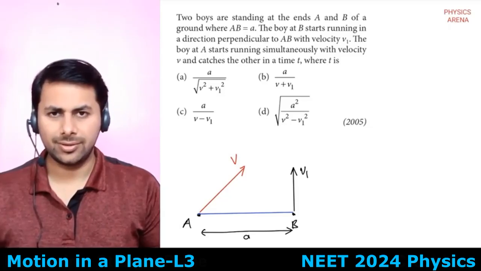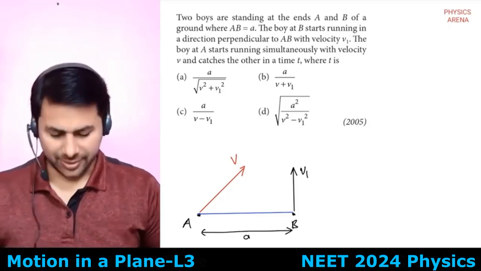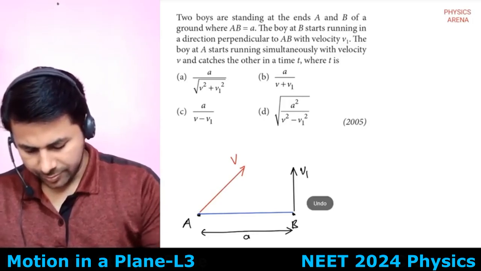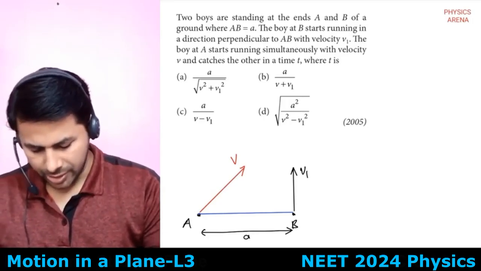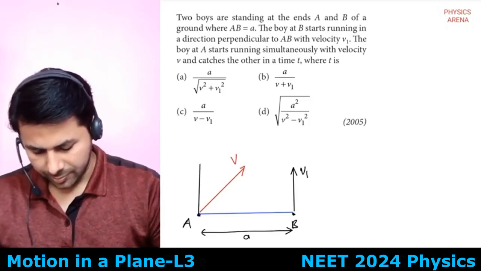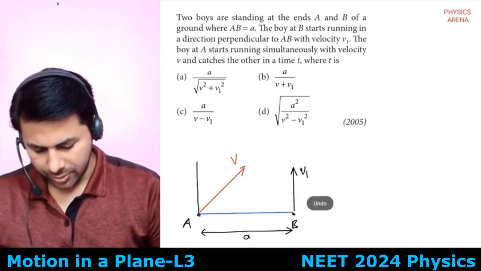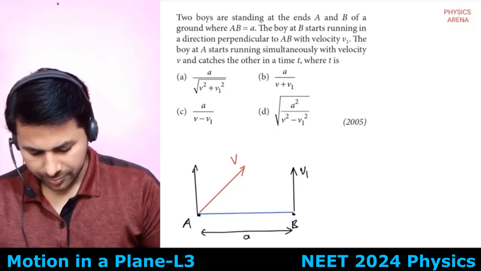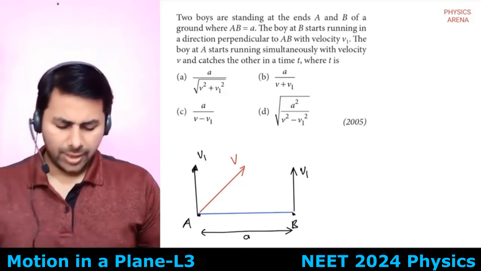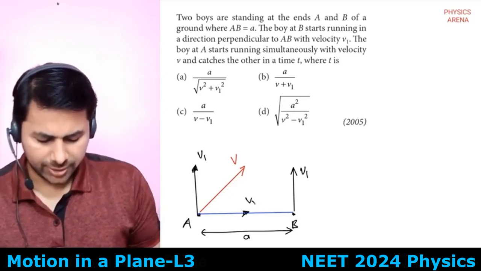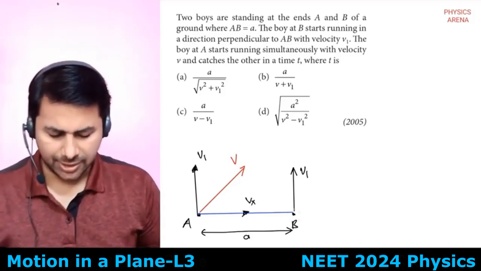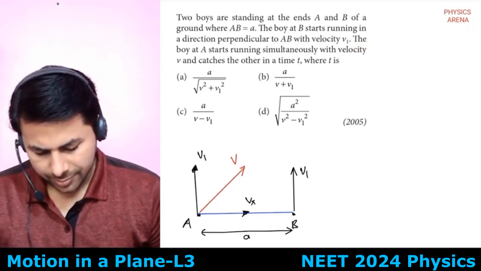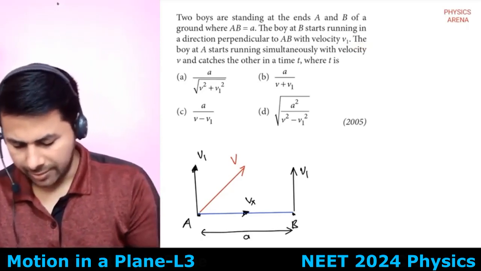So the y component of his velocity should be equal to V1. And he has some x component of velocity. Now they cover the same distance along the y direction in time t, so we can find out how much that time will be.